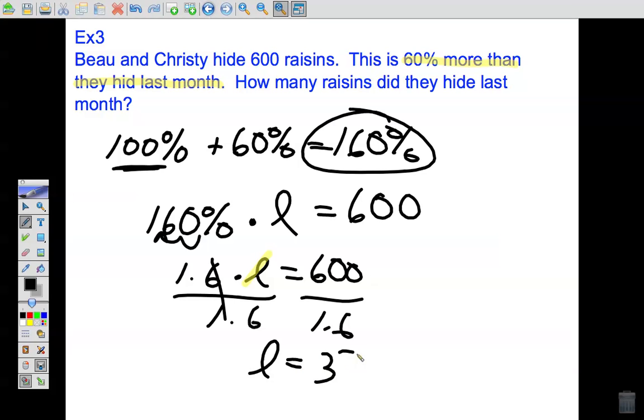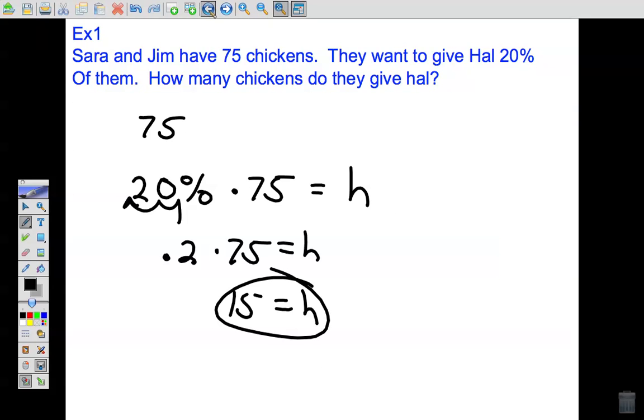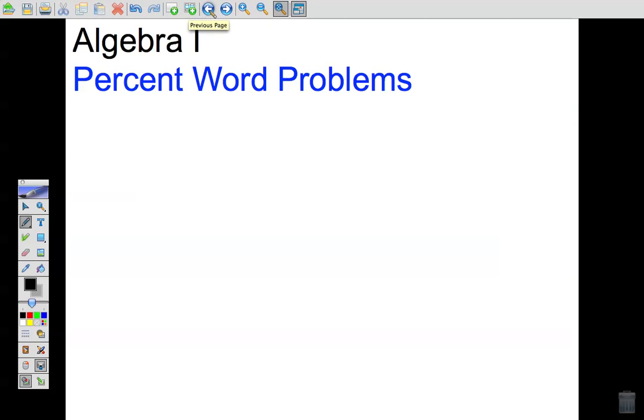Now let's see if this makes sense. First of all, we better get a number that's smaller than what they ended up with, right? Because they had so many raisins last month, they ended up with more this month, right? And so our 375 does make sense because it's a smaller number than what they ended up with right now. So 375 raisins that they had last month makes sense. 3 good examples. Again, the topic, percent word problems.